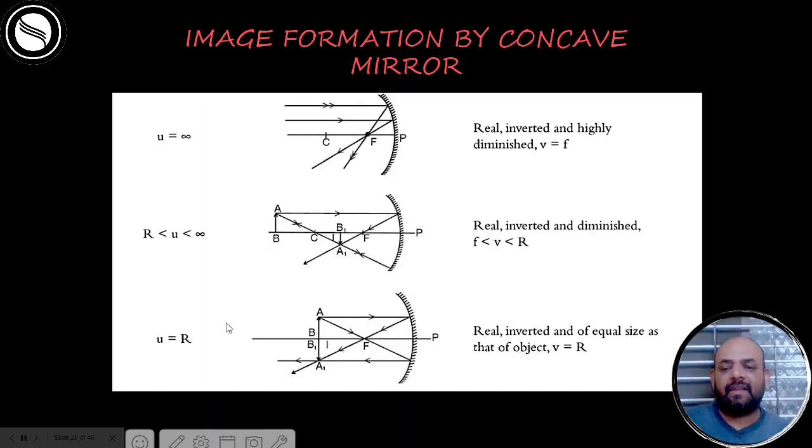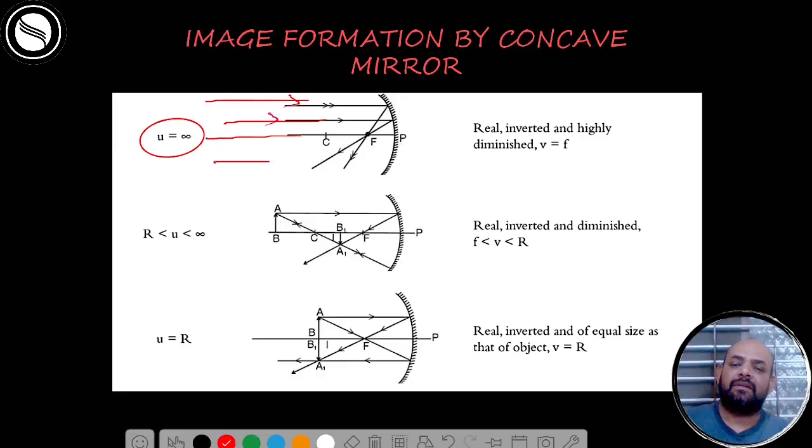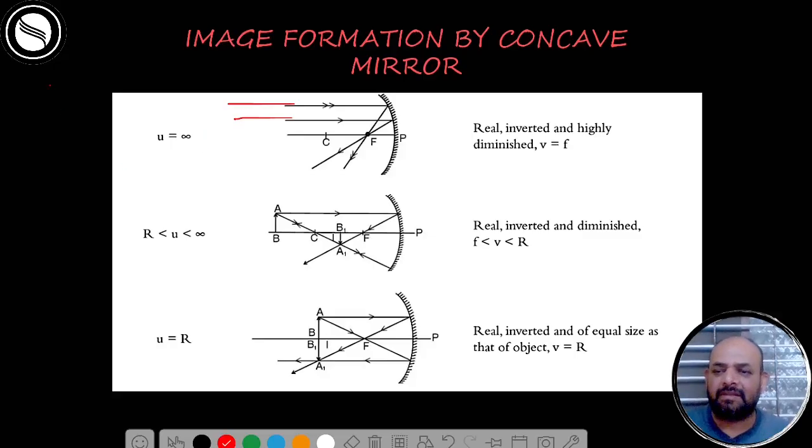So this is the first ray diagram, when you place the object at infinity. If you place the object at infinity, all rays will be parallel to the principal axis. All rays which come will be parallel to the principal axis, because they are coming from very far. So that's why rays will be parallel to each other. Just now one example, suppose the sun.